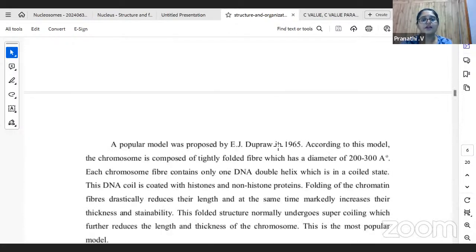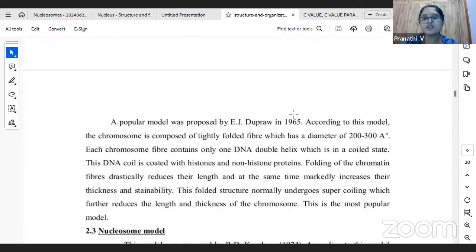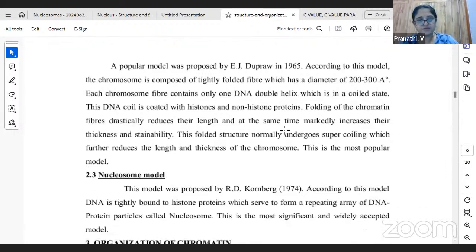In the folded fiber model, proposed in 1965, the chromosome is tightly folded, having around 200 to 300 angstroms in diameter, and it is coated with histones and non-histone proteins. Folding of the chromatin fibers reduces the length of the chromosome. So this is by far the most popular model that was proposed.